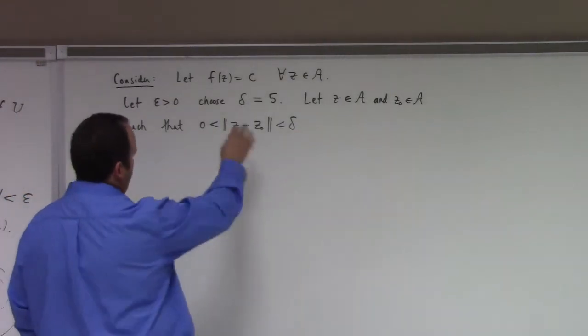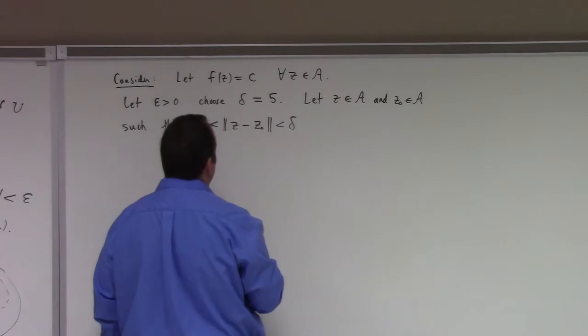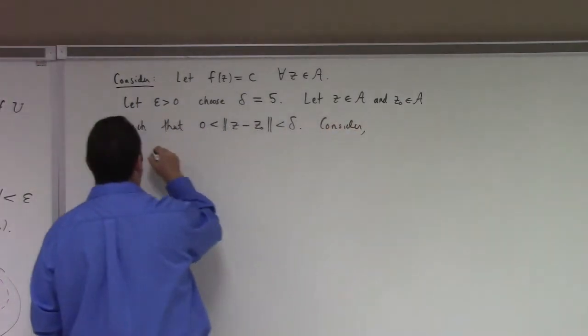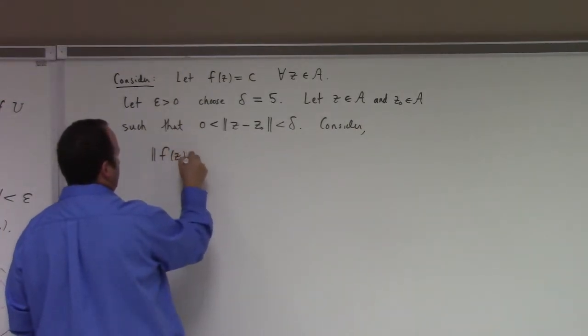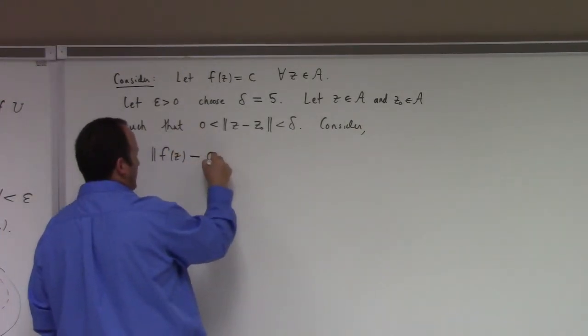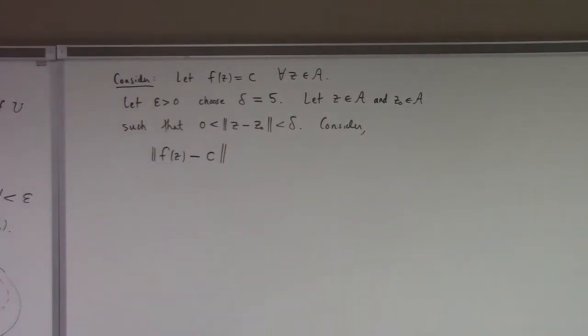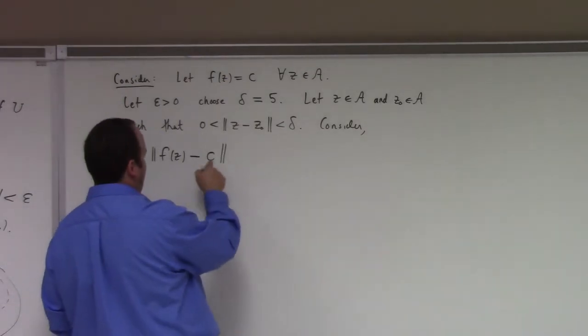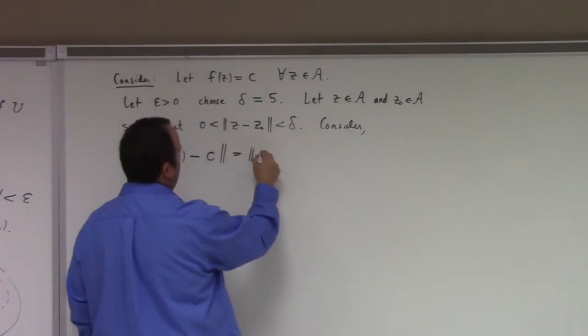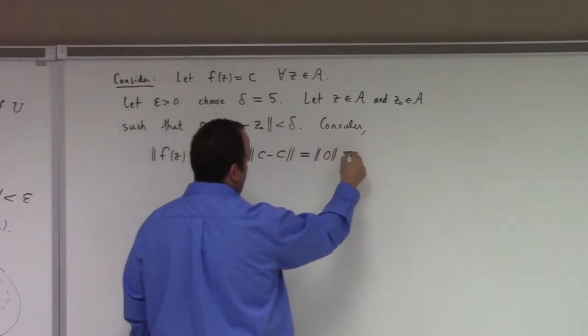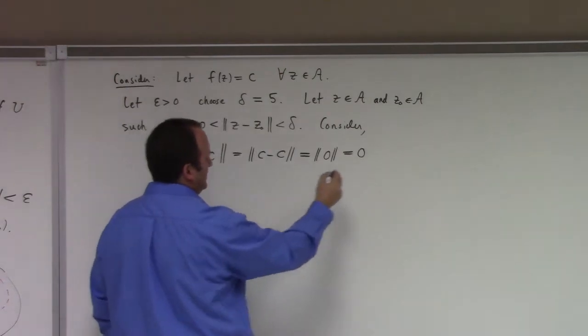So this is assumed to be less than delta, all right? Consider the norm of f of z minus c. My claim is that the big L in the definition is just c here. The limiting value of the constant function is just the constant, right? And this is extremely silly. That is equal to the norm of c minus c, which is the norm of 0, which is 0, which, of course, is less than epsilon.